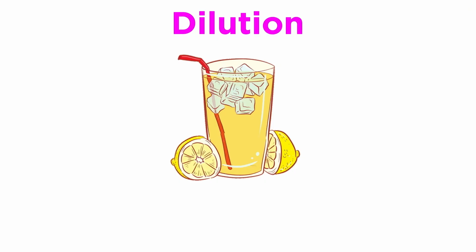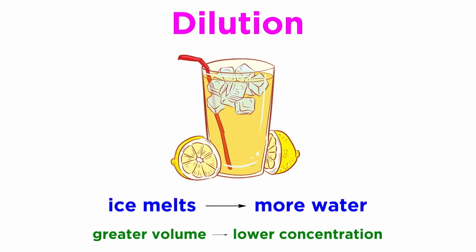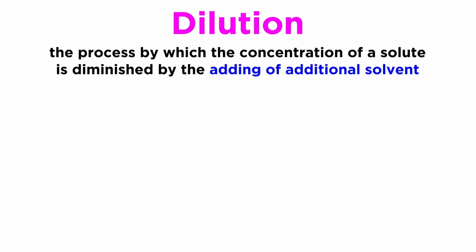Say you have a glass of lemonade with ice in it. As the ice melts, water is being added to the solution, thereby increasing the volume and diluting the concentration of the solute that gives the lemonade its flavor, which is why the lemonade will have a weaker flavor as more ice melts. So dilution refers to the process by which the concentration of a solute is diminished as additional solvent is added to a solution.